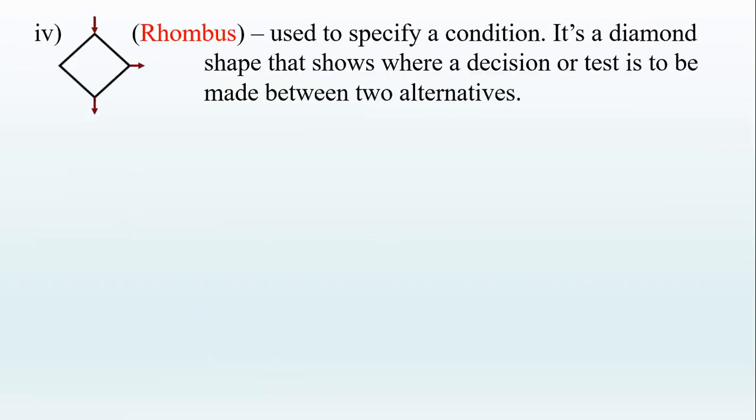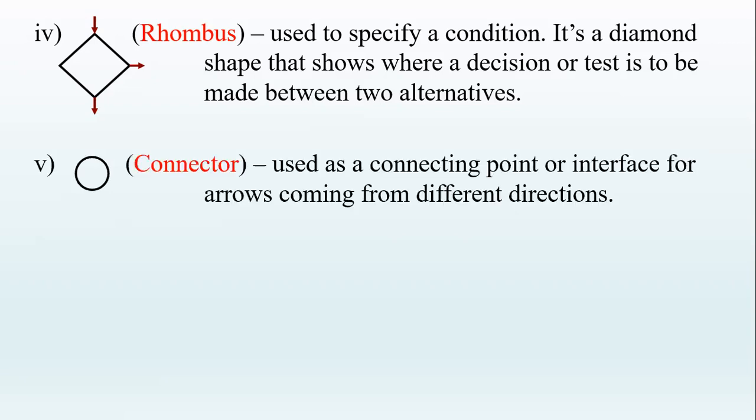Number four is a rhombus. It is used to specify a condition. It's a diamond shape that shows where a decision or test is to be made between two alternatives. My dear students and the rest of the learners, I'm going to demonstrate how we use each of these symbols using an example.